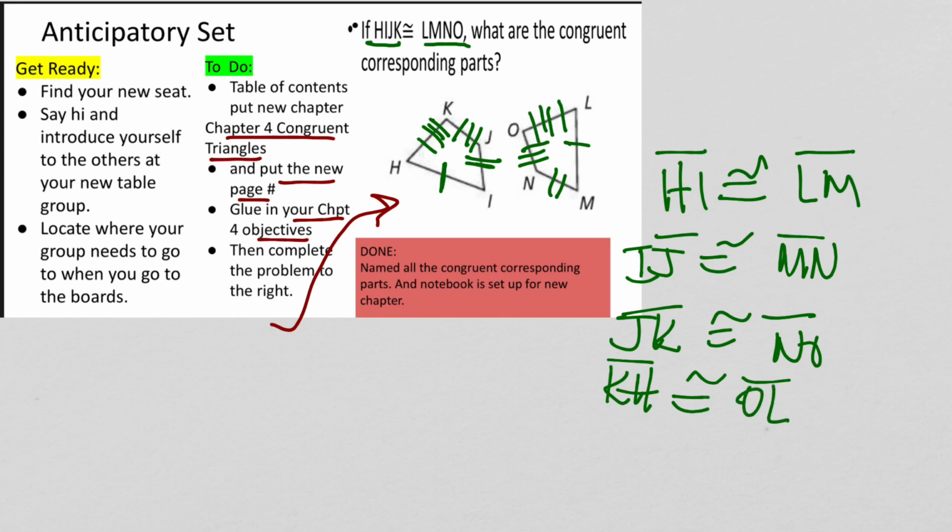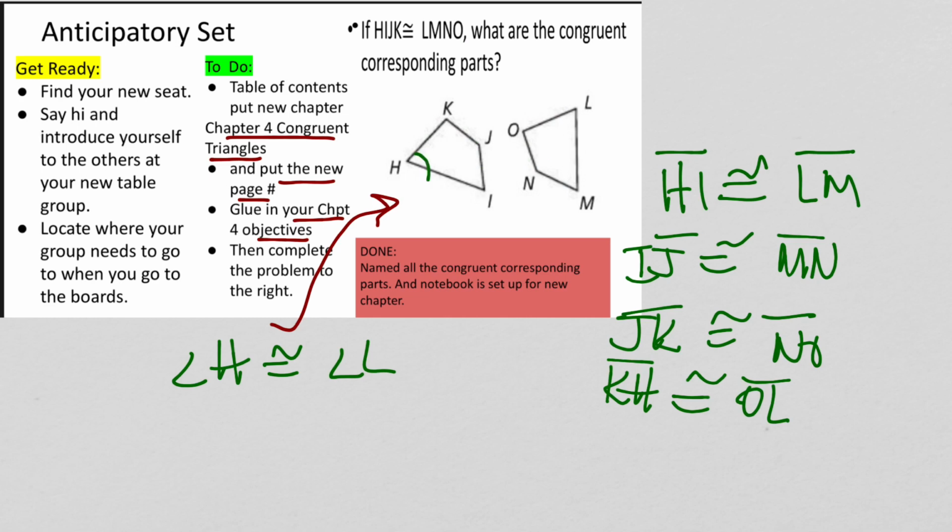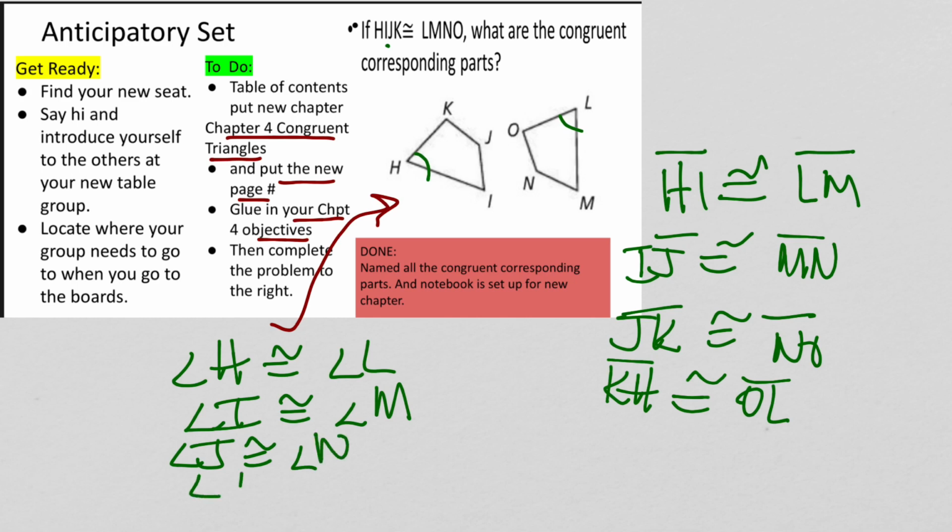All right, how about the angles? Angle H is going to be congruent to angle L, because that comes first, right? Then we have coming next, angle I is congruent to angle M. And then I have angle J congruent to angle N, and then angle K congruent to angle O. So as long as you are writing them corresponding, you'll have it correct.